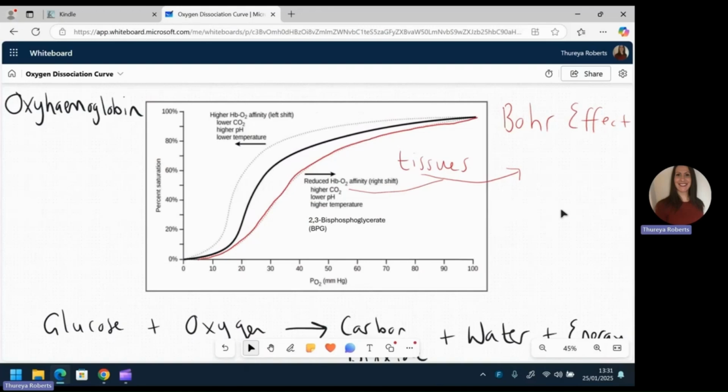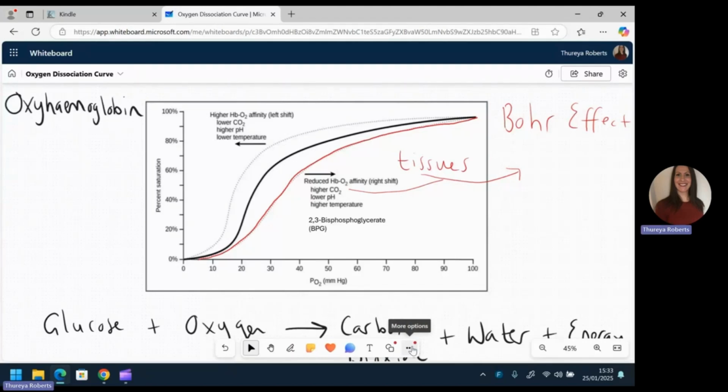So overall, we can see if we've got a higher environment of carbon dioxide, or a lower pH and acidic environment, or if there's a higher temperature or increased levels of 2,3-BPG, then we're going to have a right shift in the oxygen dissociation curve graph. This high temperature is a result of cellular respiration and metabolism taking place in the tissues.